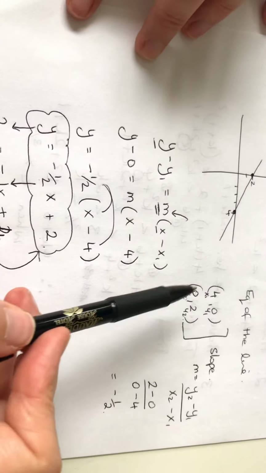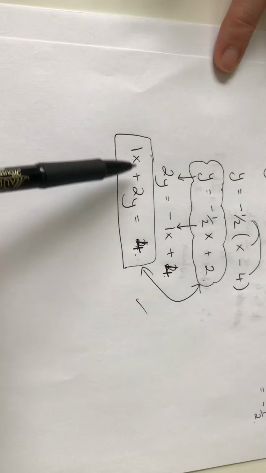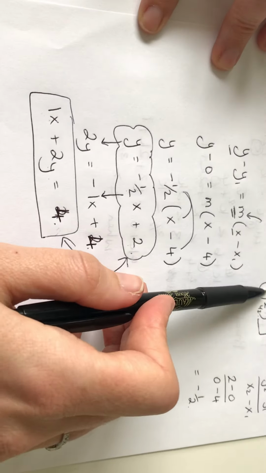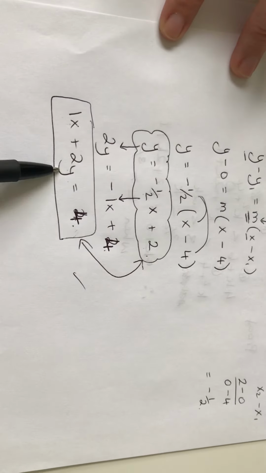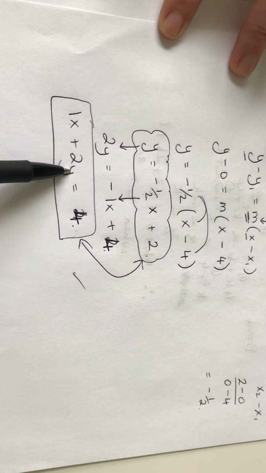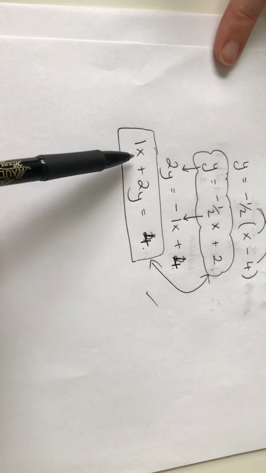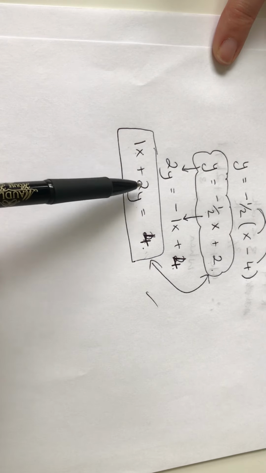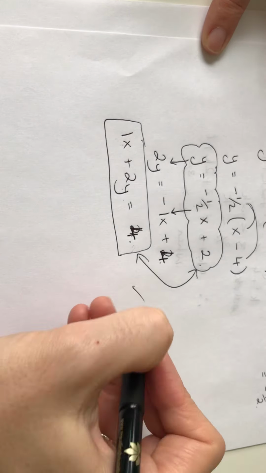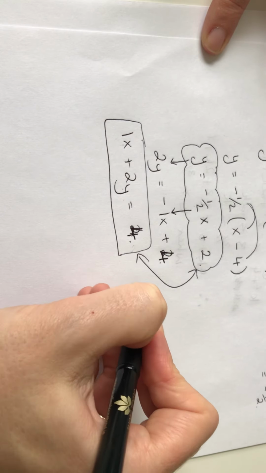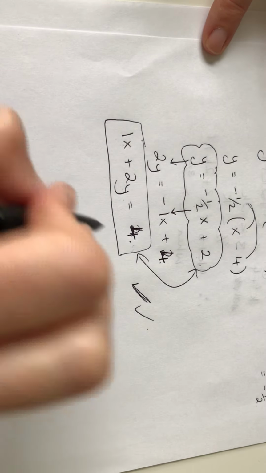So now, is this point on this line? 0 for the x, 2 for the y. 0 plus 2 times 2 equals 4. Yes, it is. Is the point 4, 0 on this line? 4 plus 2 times 0 is equal to 4. Yes. Sorry. But it is good that you double check things.